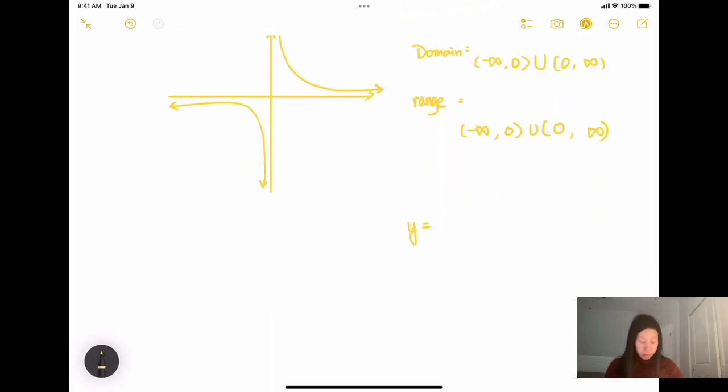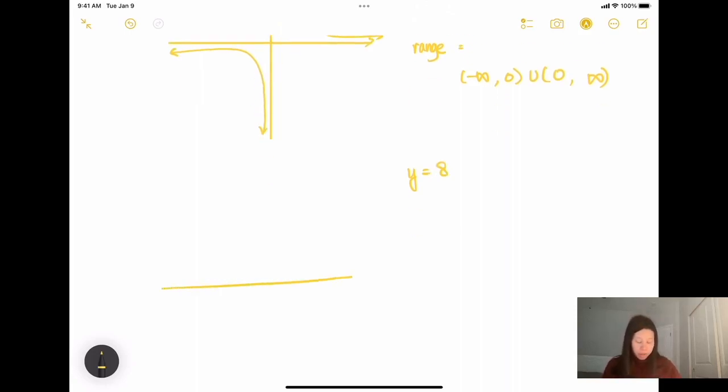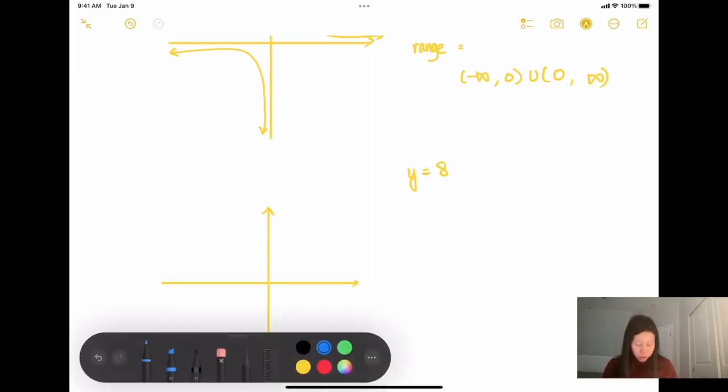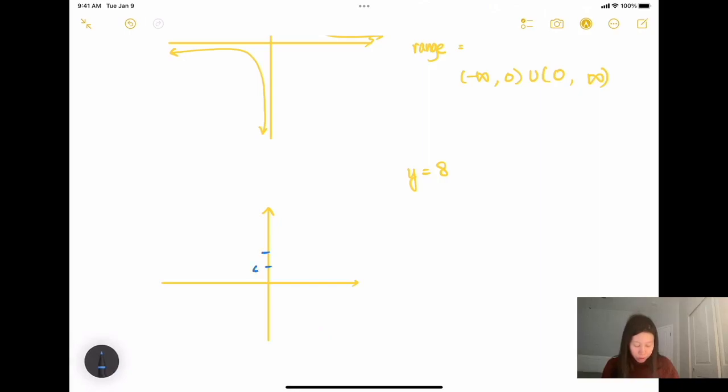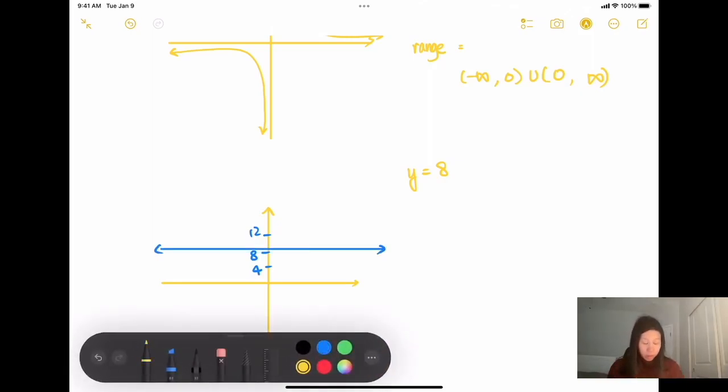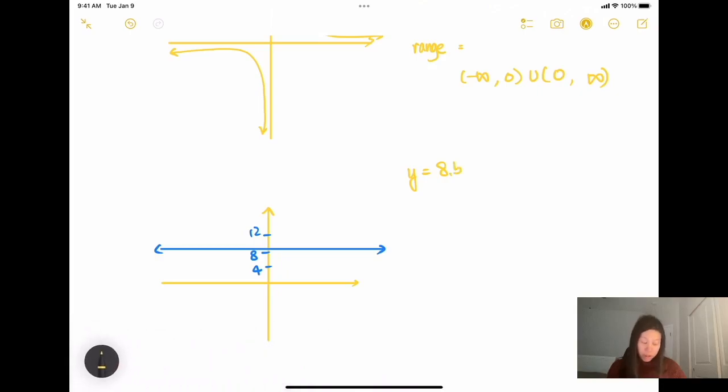Okay, last one is the constant function. Y equals a number. Let's say just 8. Let's use a specific number for the constant function. So if y equals 8, the function is going to look like here. It's 4, 8, 12. So the function looks like this one. Maybe this is not a really beautiful graph. Let's say the function equals 8.5.